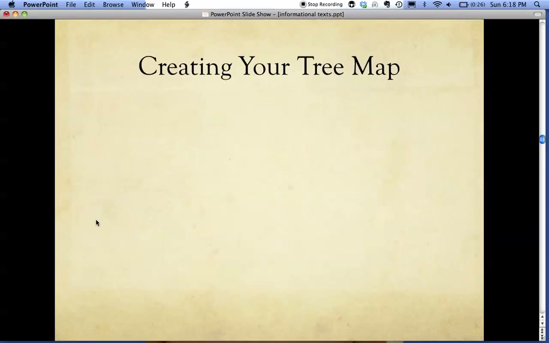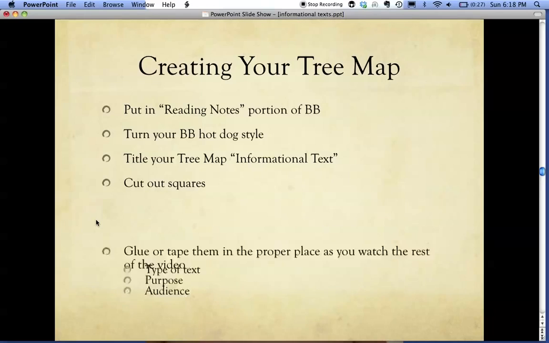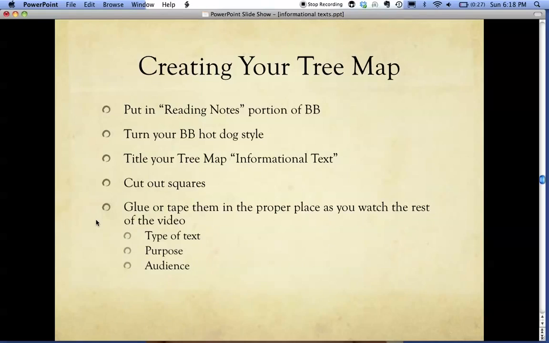So, you're going to be creating a tree map in your BB, and you're going to put it in the reading notes portion of your BB. And then I want you to turn your BB lengthwise, hot dog style, so that your tree map can be long from right to left. And you're going to title your tree map Informational Text. Then you're going to cut out the squares of the worksheet that I gave you today in class. And you're going to glue or tape them in the proper place, and you will know what those proper places are as you watch the rest of this video.